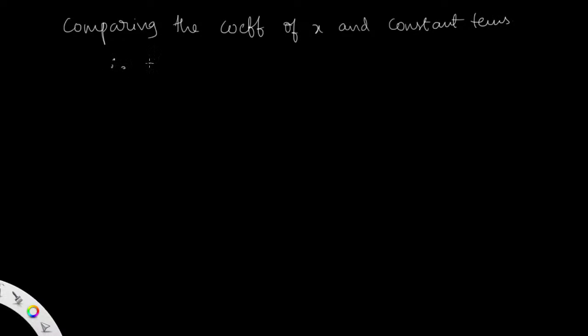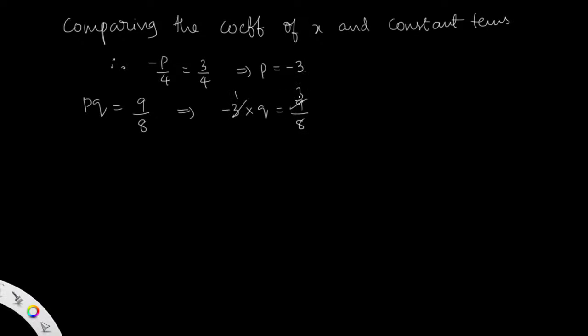Therefore we get minus p by 4 equal to 3 by 4, then p equal to minus 3, and then pq equal to 9 by 8. That is, p value is minus 3, so minus 3 into q equal to 9 by 8, then q equal to minus 3 by 8. This is the value for p and q: p value is minus 3 and q value is minus 3 by 8.